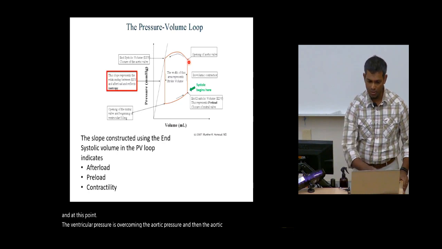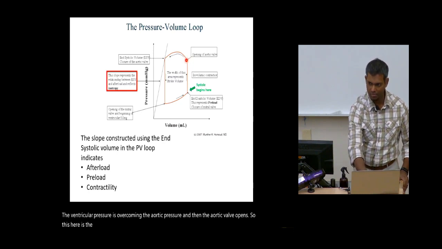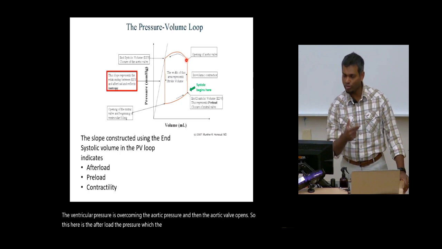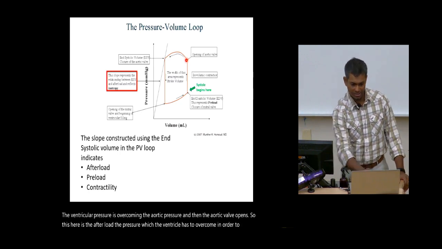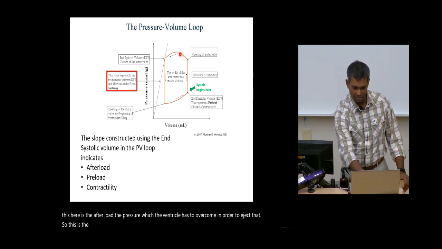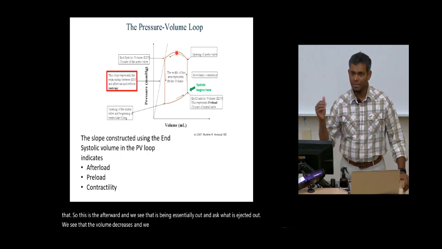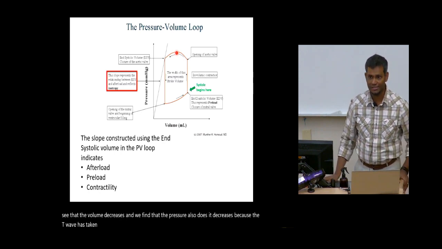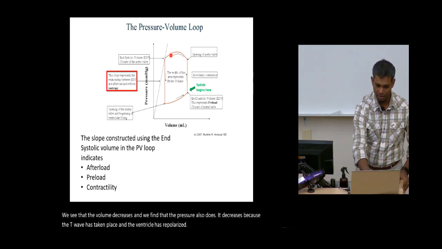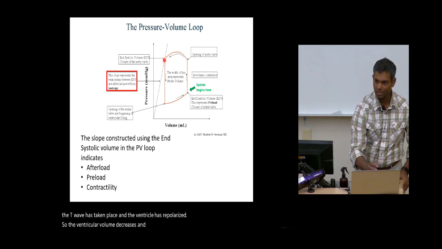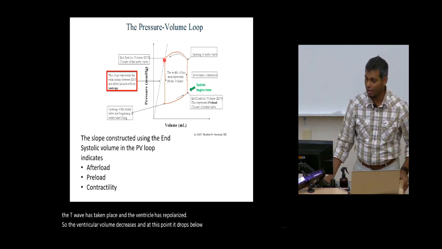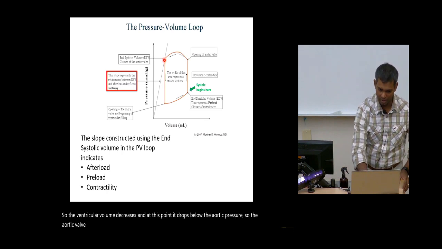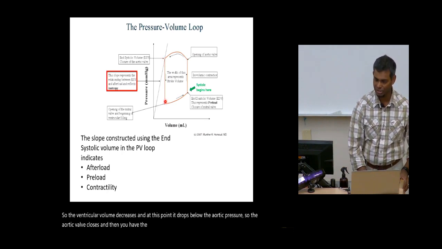and at this point the ventricular pressure is overcoming the aortic pressure, and then the aortic valve opens. So this here is the afterload, the pressure which the ventricle has to overcome in order to eject the blood. And we see blood is being ejected out, and as blood is ejected out, the volume decreases, and the pressure also gradually decreases because the T wave has taken place and the ventricle has repolarized, right? So the ventricular volume decreases, and at this point it drops below the aortic pressure. So the aortic valve closes, and then you have the isovolumic relaxation.